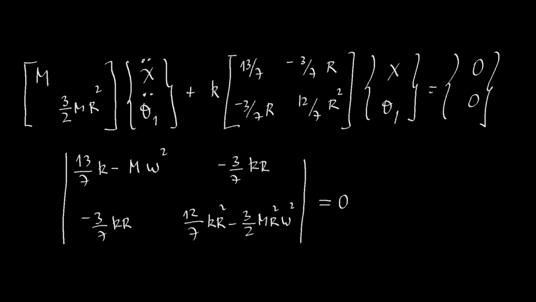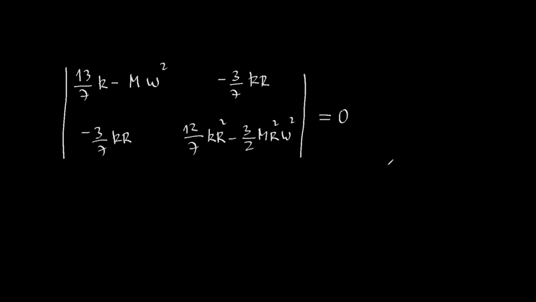We will find then the characteristic equation. There are some algebraic operations that need to be done here. I will let it to you in order to practice and complete the result. But if you do this calculation, you should reach the following characteristic equation, which is m squared omega to the 4 minus 3k m omega squared plus 2k squared equals 0.